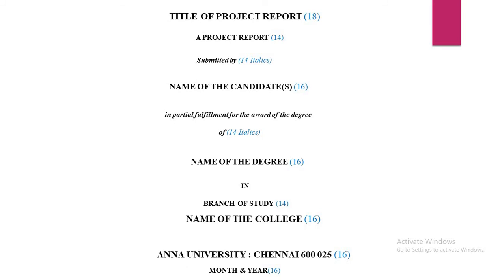In partial fulfillment for the award of the degree of, that should be italicized and font size is 14. Name of the degree, that is maybe BE or BTech or BSc, size is 16. In branch of study, size is 14. And name of the college, 16. Anna University Chennai 600025. It should be written in 16. And month and year, it may be April 2021 or May 2021, that is after the viva or the year following.